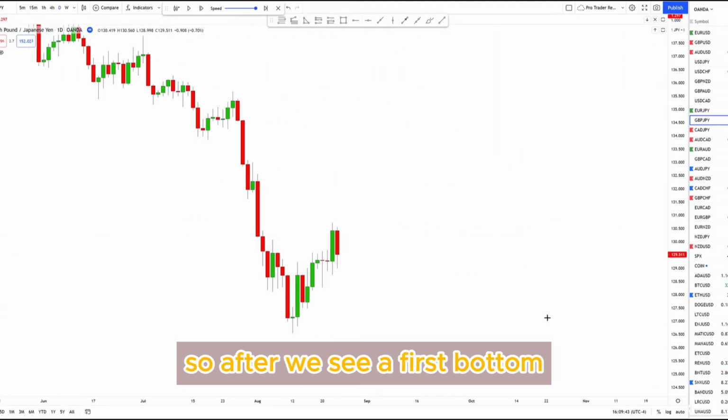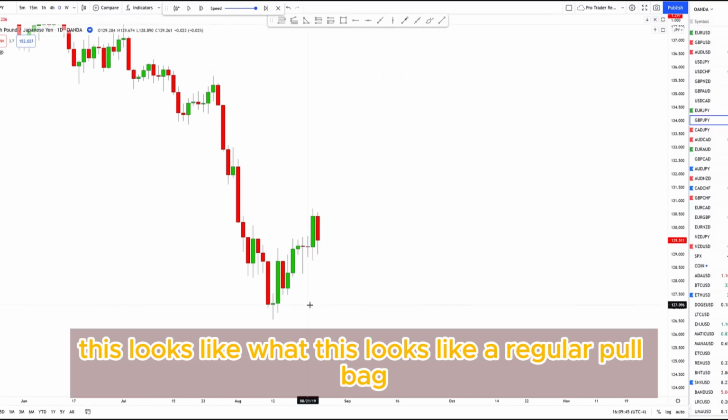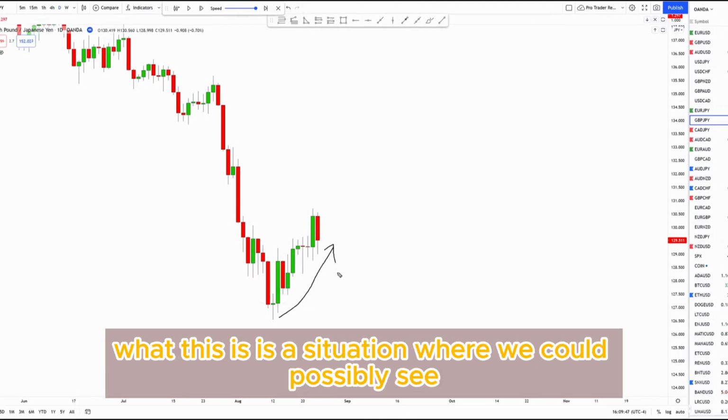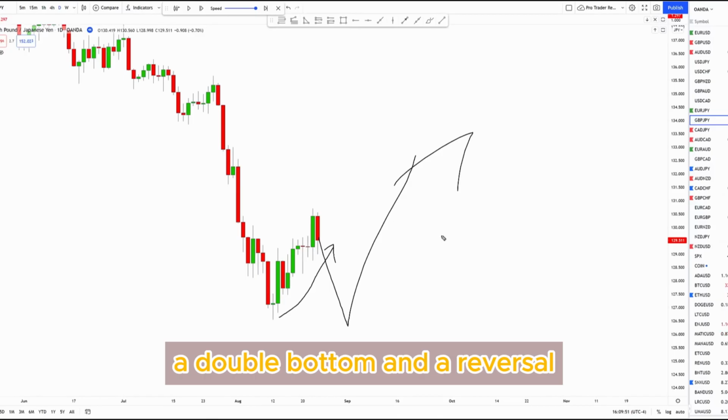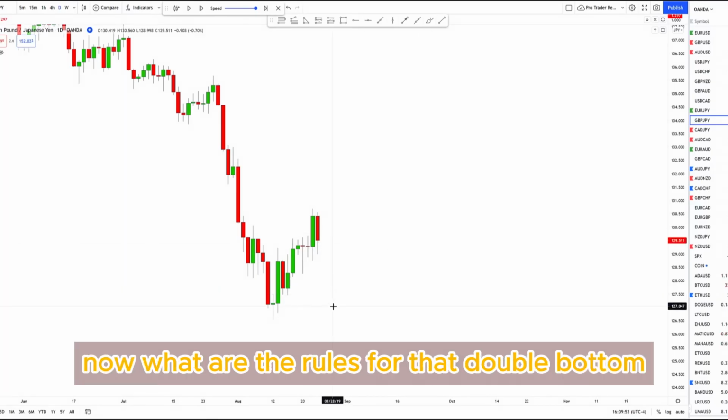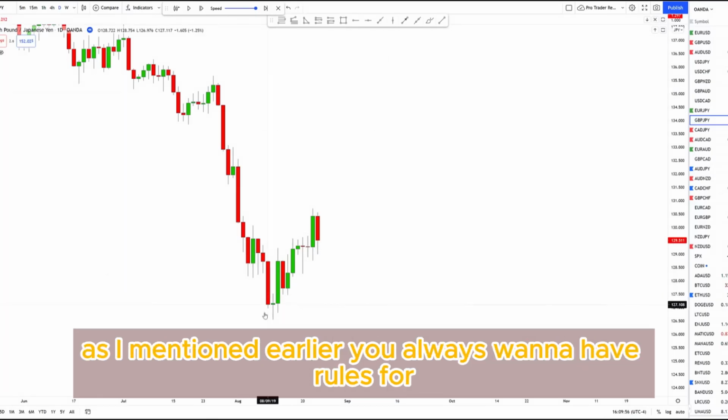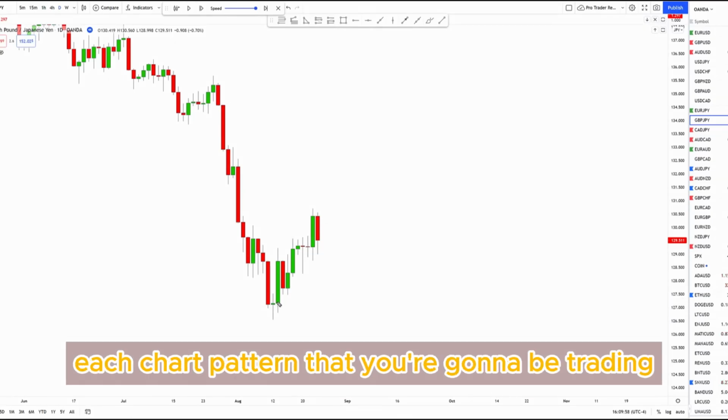So, after we see a first bottom, this looks like what? This looks like a regular pullback. But this is a situation where we could possibly see a double bottom and a reversal. Now, what are the rules for that double bottom? As I mentioned earlier, you always want to have rules for each chart pattern that you're going to be trading.